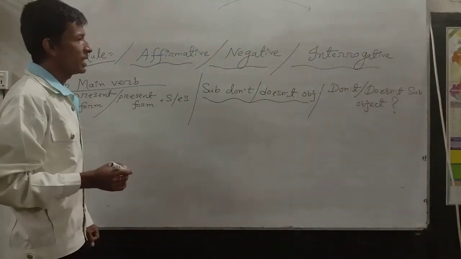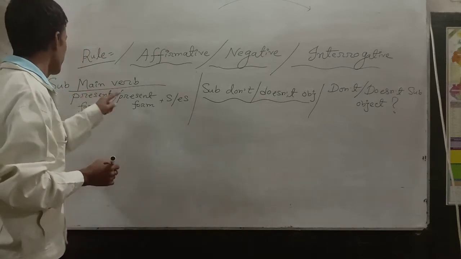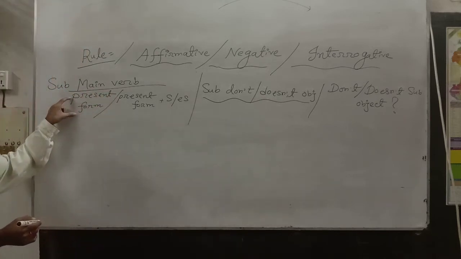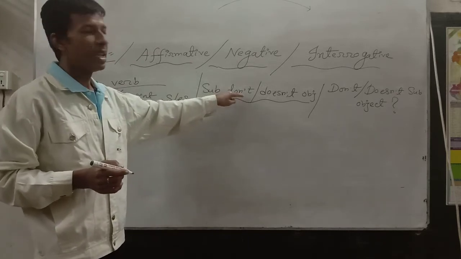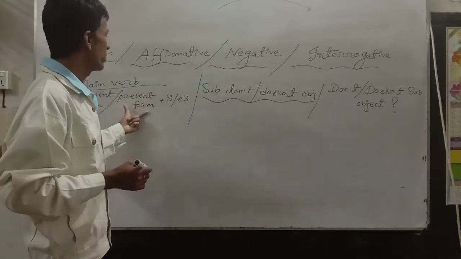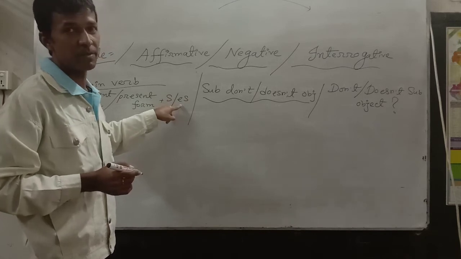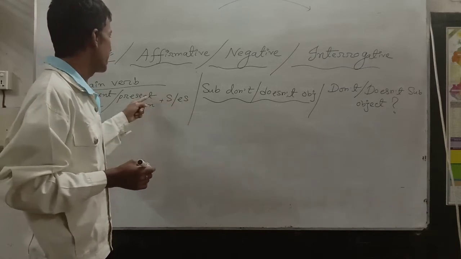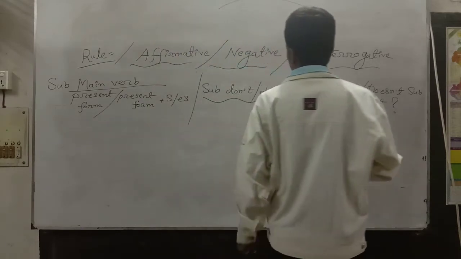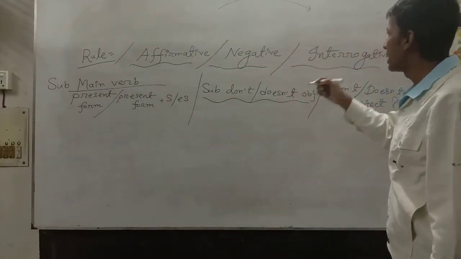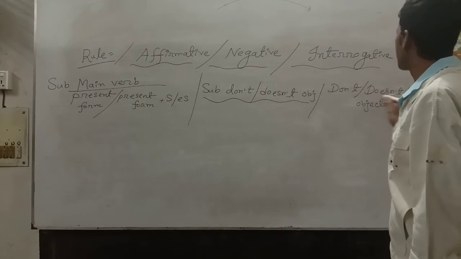It is very obvious to you that if the main verb is written only in the present form, then you will have to use don't as auxiliary verb. But if the main verb is written in present form adding s or es at the end, then you will have to write doesn't in the case of negative sentences, and the same is the case of interrogative sentences.